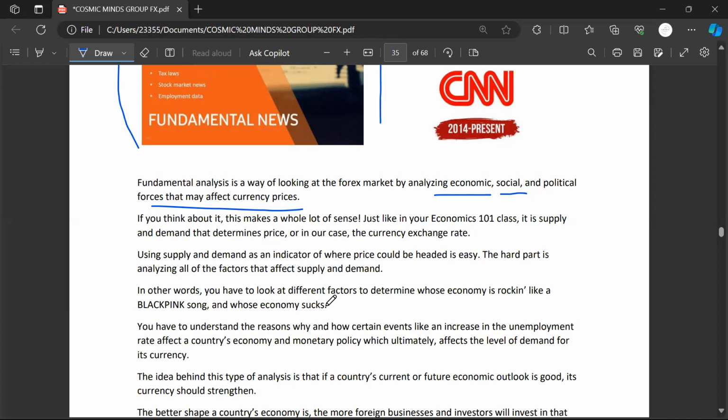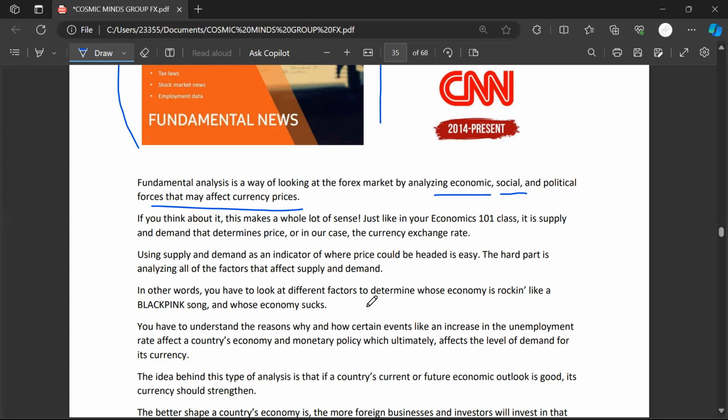Just like in the economics 101 class, it is supply and demand that determines price, or in our case, the currency exchange rate. Using supply and demand as an indicator of where price could be headed is easy, right? Now, the hard part is analyzing all the factors that affect supply and demand. You can't analyze all of them. It's very difficult. There are many of them. So in other words, you have to look at different factors to determine whose economy is rocking like Blackpink, and whose economy sucks. You have to understand the reasons why and how certain events like an increase in the unemployment rate affect a country's economy, right?